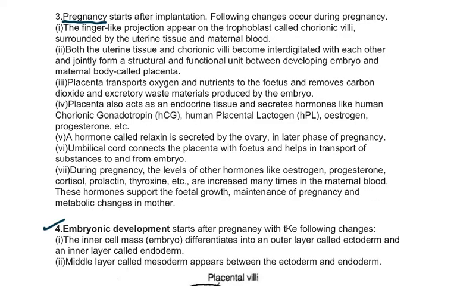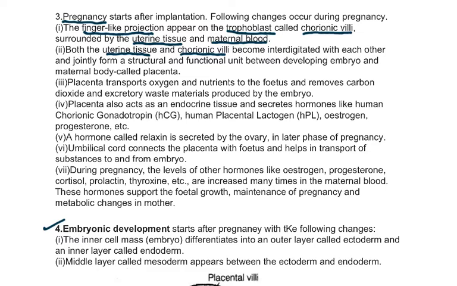Now, after the implantation, the trophoblast gives out finger-like projections on its outer surface known as chorionic villi. These chorionic villi are surrounded by the tissue of the mother, the uterine tissue, which contains blood vessels from the mother. The chorionic villi along with the tissue of the mother form a junction, or you can say an interaction between both of them.